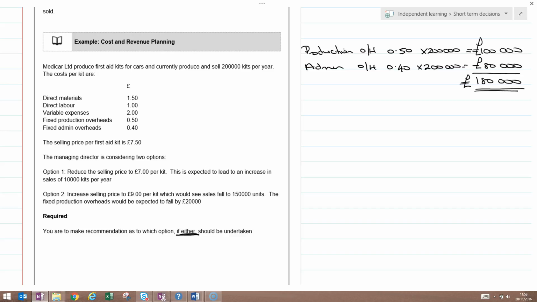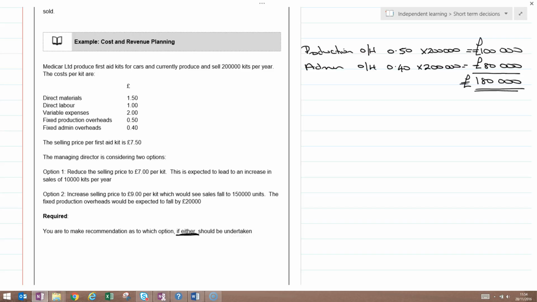Now, we're asked to make recommendations as to which option, if either. So should we go with option 1? Should we go with option 2? Or should we remain with what we're currently doing? So this means that we're going to have to work out the profit that we're currently making, because then we'll have a benchmark to assess whether option 1 or option 2 are worth considering.